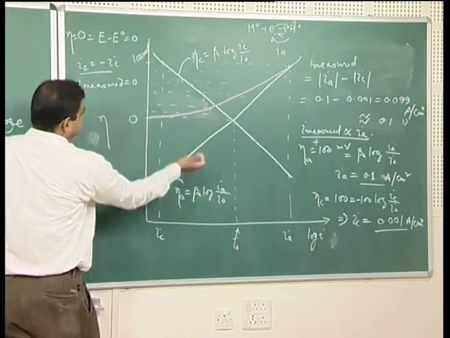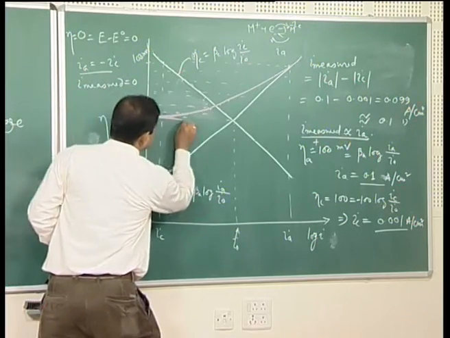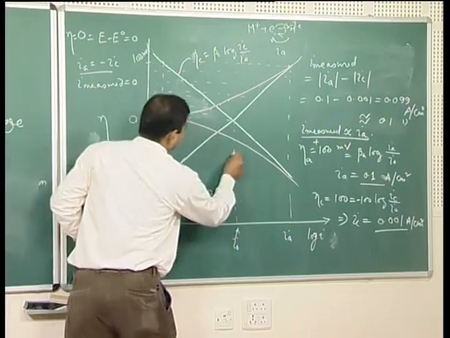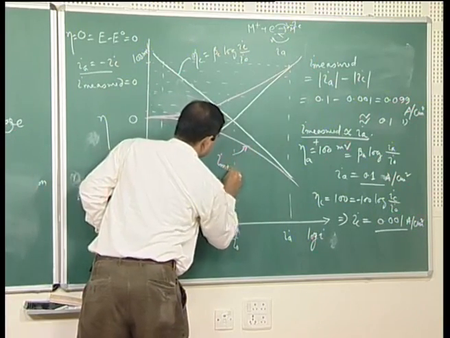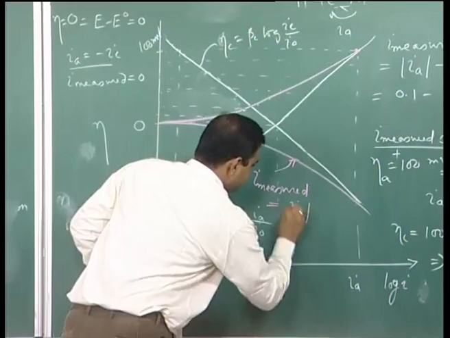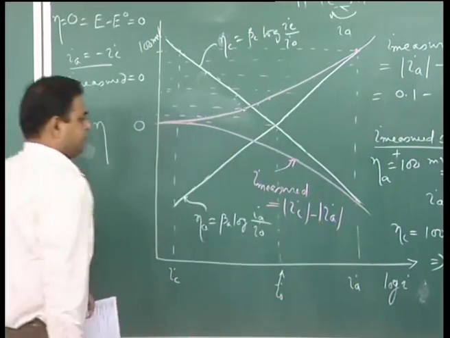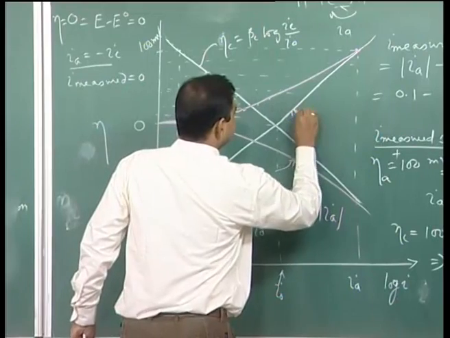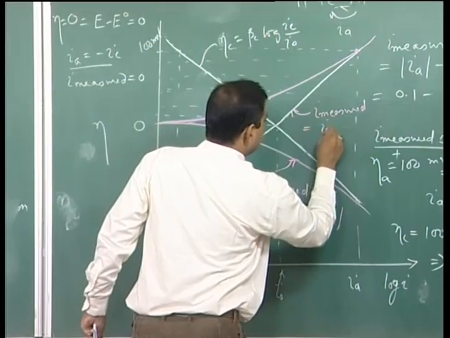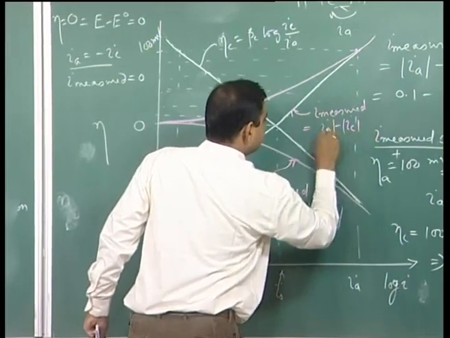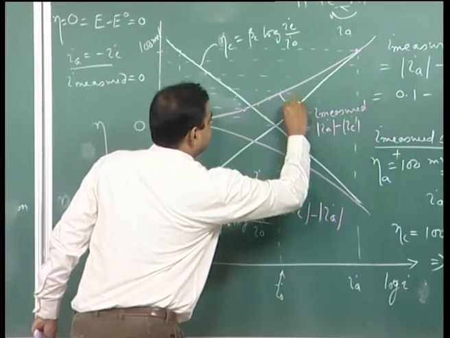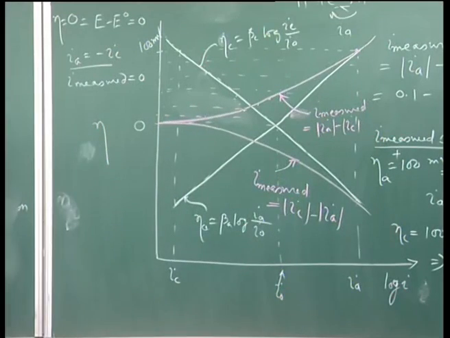Similarly, on the other side we can also have a similar plot. So this is my I measured, which is nothing but IC minus IA, and this side is I measured equal to IA minus IC. Sorry, this line. This line.